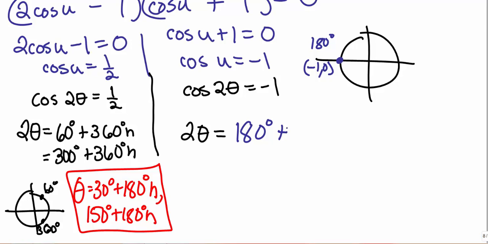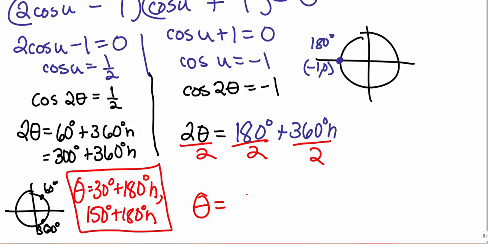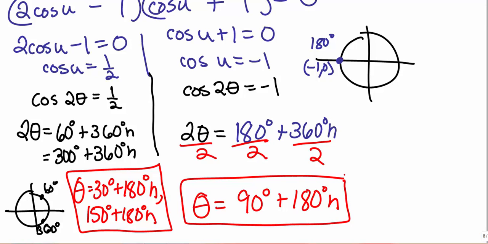Now we're looking for all possible coterminal solutions, so we're going to add 360 n. And the last thing that we said we want to do is divide everything through by 2. So we get theta is equal to 90 degrees plus 180 degrees times n. So these are our 3 solutions that would give us all possible coterminal solutions for theta.